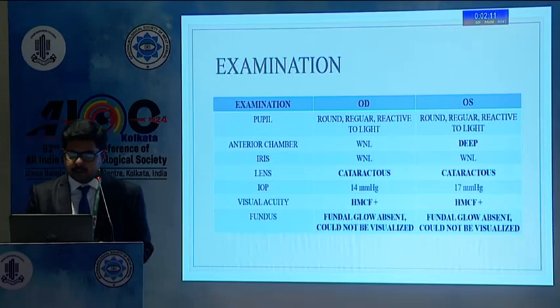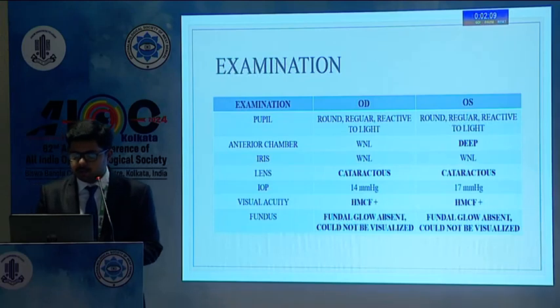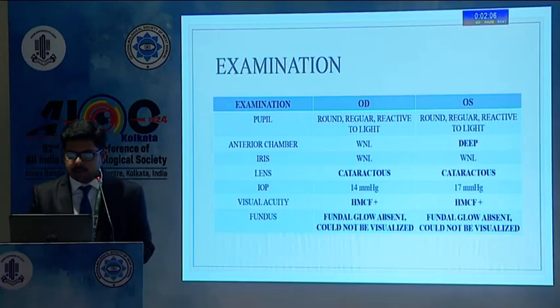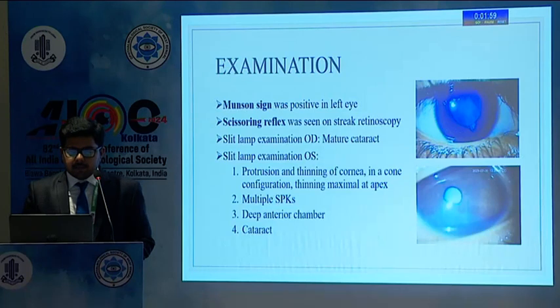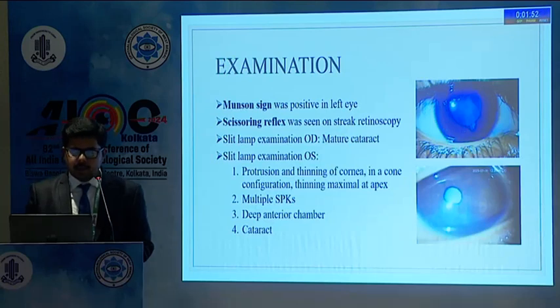The lens in both the eyes was cataractous, and visual acuity in both the eyes was hand movement close to face. Upon examining the fundus, fundal glow could not be seen, and the fundus could not be visualized. Upon further examination, the Munson sign was positive in the left eye, and scissoring reflex was seen in streak retinoscopy. Slit lamp examination of the right eye showed mature cataract, while in the left eye we could see protrusion and thinning of the cornea with thinning maximal at the apex. Multiple superficial punctate keratitis were also noted in the left eye, and the left eye had deep anterior chamber and mature cataract.